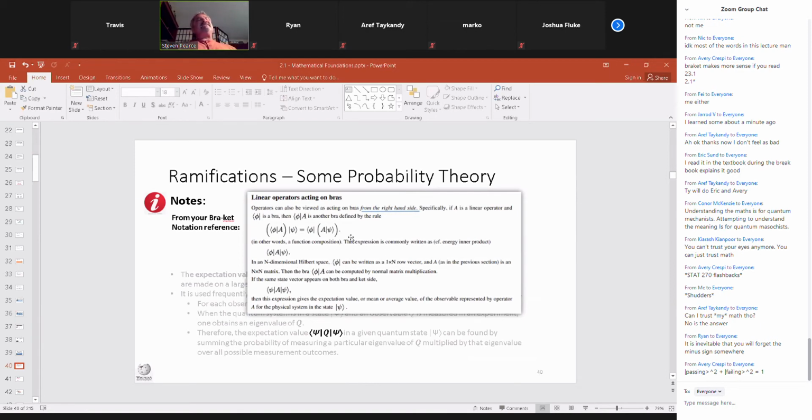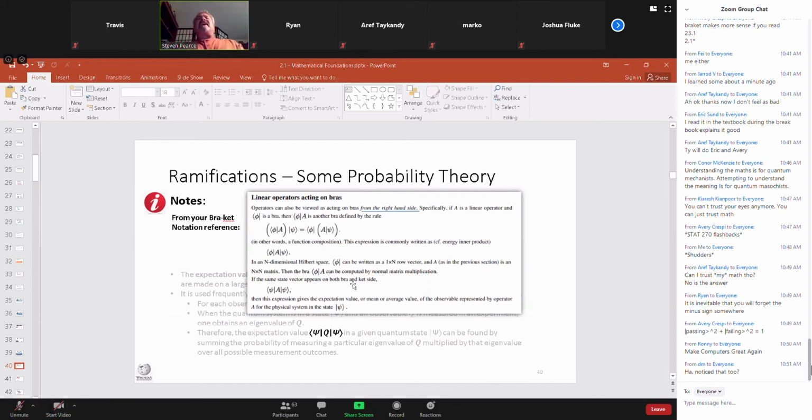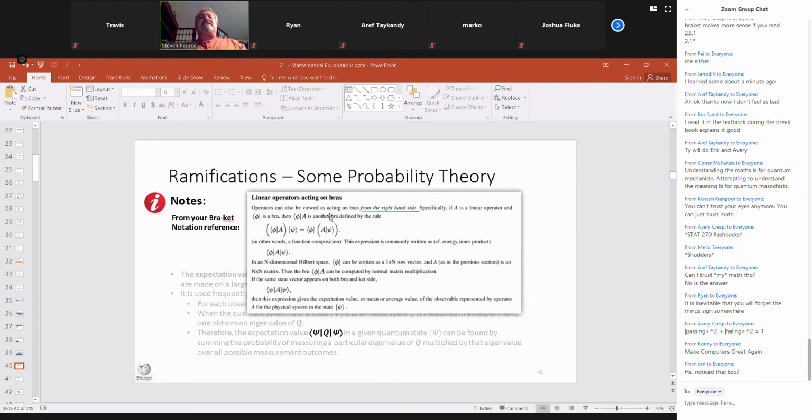I sent out a set of notes from a website which is based on a Wikipedia page regarding bracket notation. So here, from your bracket notation reference, which has been sent out, you can see where this comes from by reading this. So this notation is going to become very important next week. Start getting used to it. Make sure you read this paper that was emailed to you today along with this PowerPoint. Questions?